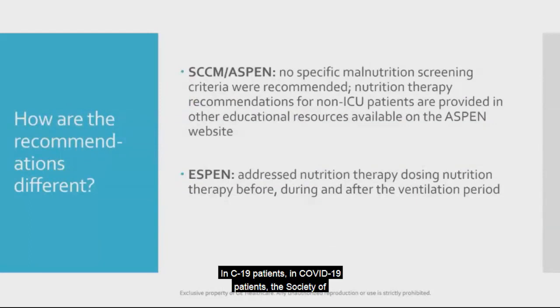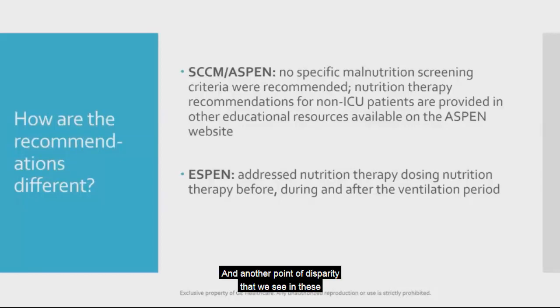In COVID-19 patients, the Society of Critical Care Medicine and ASPEN did not expand on specific malnutrition screening criteria for COVID-19 patients. And the ESPEN statement did recommend 3 options: the MUST, the NRS 2002, or the use of GLIM criteria. Secondly, the European Society recommendations for COVID address nutrition therapy before, during, and after ventilation periods.